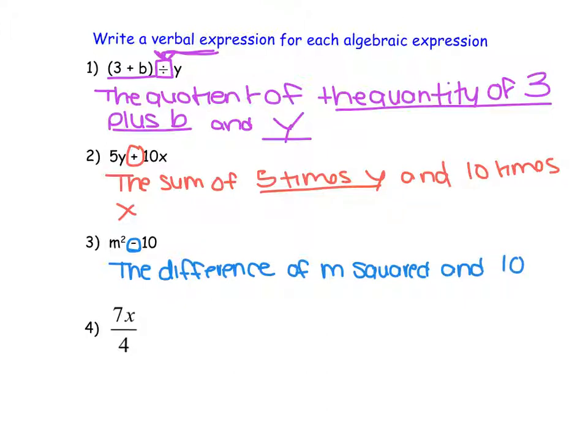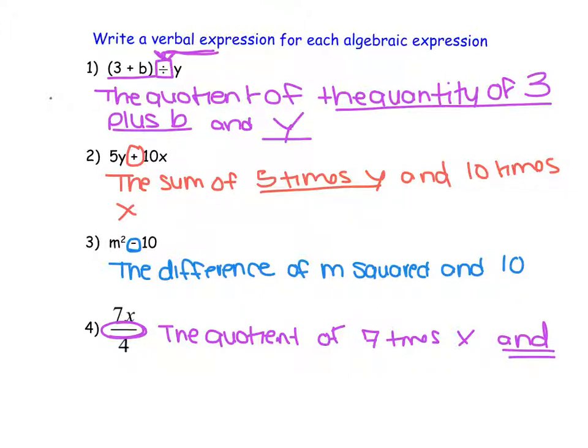And then finally, that last one, I notice here this is a big division sign there, so I'm going to use quotient again. And this says the quotient of 7 times x, that's my numerator, and, notice my and symbol going in there, 4. So it's pretty easy to translate, you just got to go slow. Notice what the main operation is and then break it up using that word and.